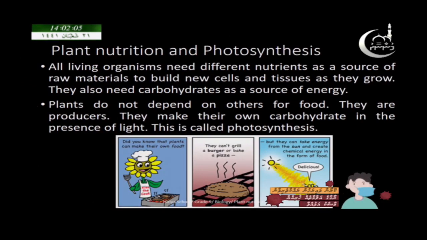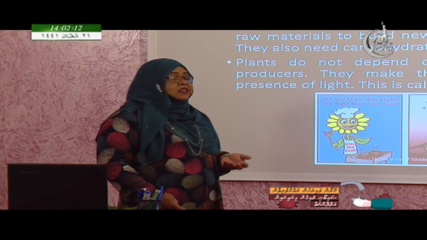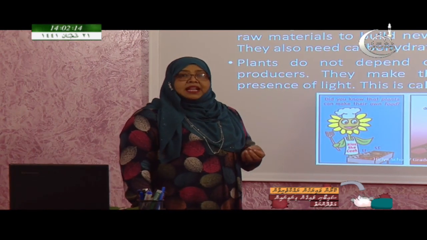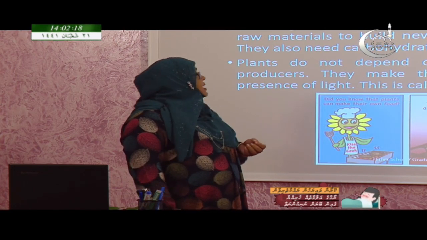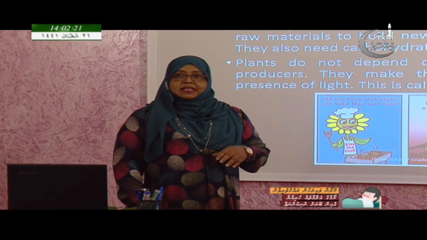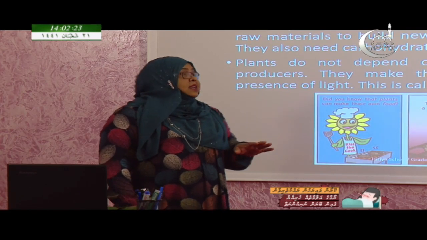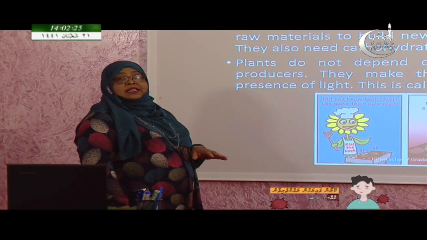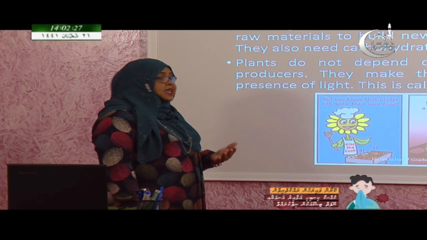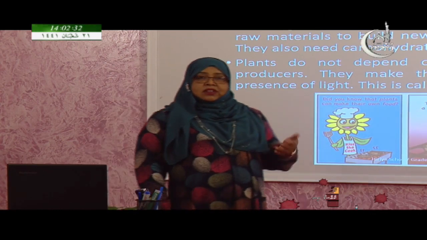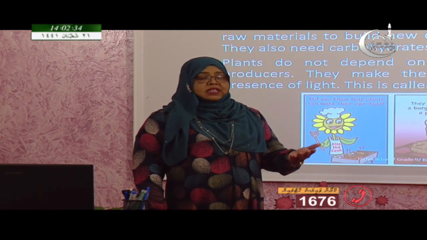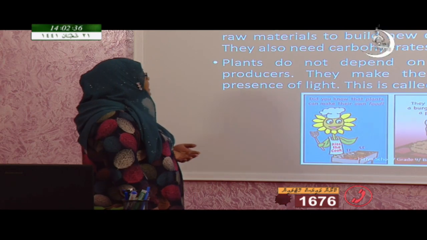So, plant nutrition and photosynthesis. Why do you think plants need nutrition? Why do you think plants are so important for us? Plants are the most important organisms in this world because it maintains the oxygen and the carbon dioxide balance in the earth, and it also helps to maintain the biodiversity. We all depend on plants. Plants are different to us because they make their own carbohydrate. They do not depend on anything, they just make their own carbohydrate by using simple inorganic materials.